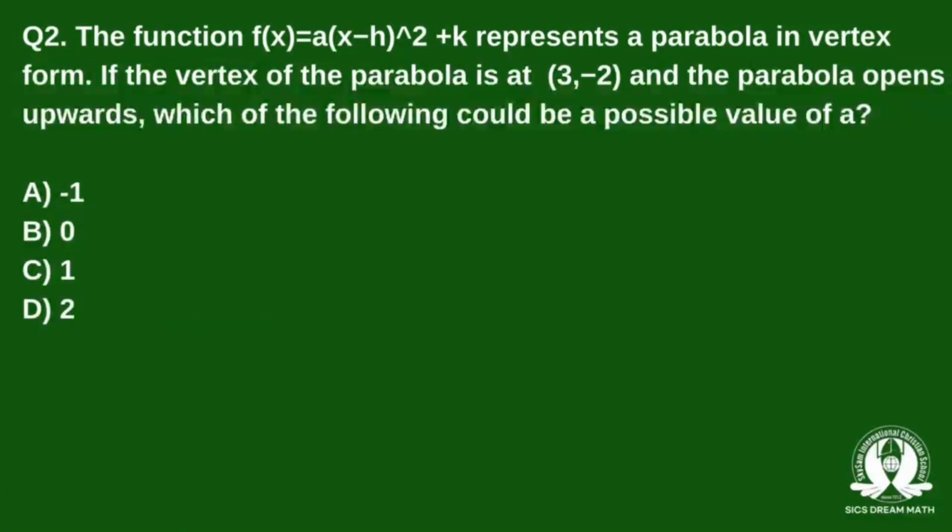The function f(x) equals a(x minus h) squared plus k represents a parabola in vertex form. If the vertex of the parabola is at (3, -2), and the parabola opens upwards, which of the following could be a possible value of a?